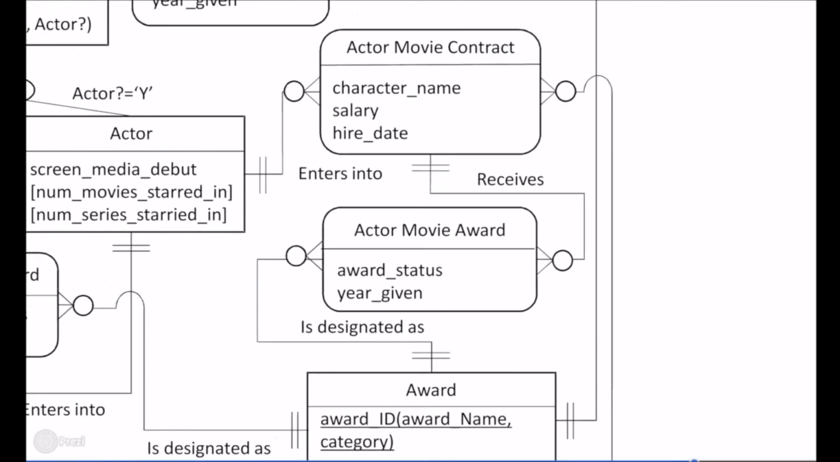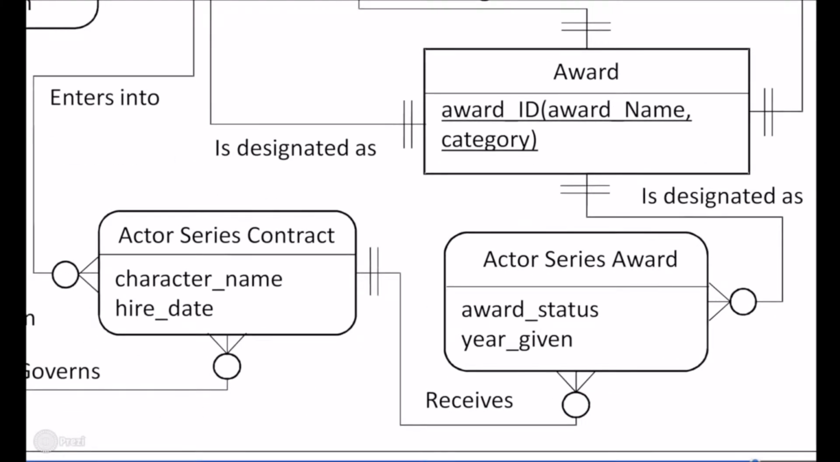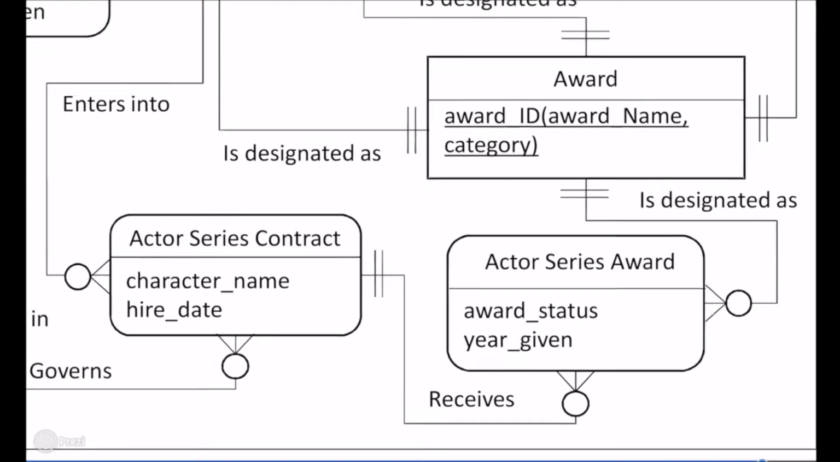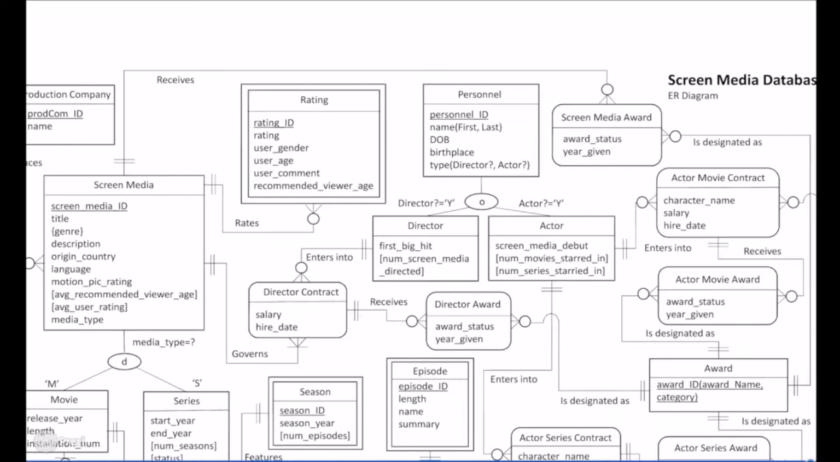Actors' awards for certain movies work the same as the director award. Awards for actors in a series work in a similar fashion. The same goes with screen media, where it can be nominated or awarded for 0 or more different categories of awards.